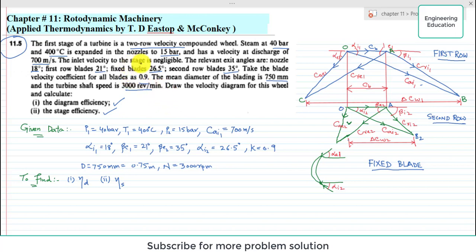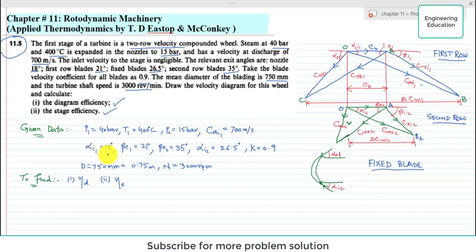So first of all, we will extract the information from this statement. First, we have given the initial pressure of the steam, that is P1 40 bar, and temperature T1 is 400 degrees centigrade. After expansion, its pressure drops and it becomes 15 bar. Then the velocity at the discharge of the nozzle is 700 meter per second, that is the absolute velocity at inlet for stage 1, 700 meter per second.